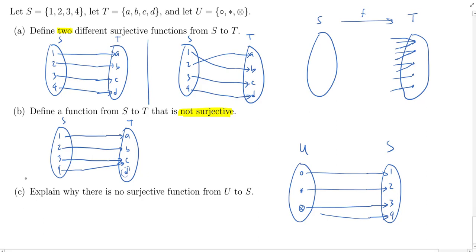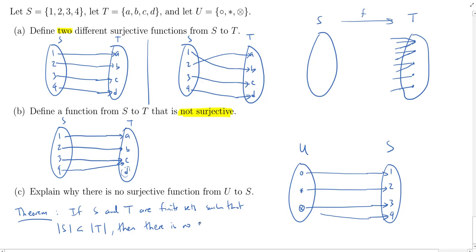All right, so we have a general result we could write down. If, say, S and T are finite sets such that the size of S is strictly smaller than the size of T, then there is no surjective function from S to T.